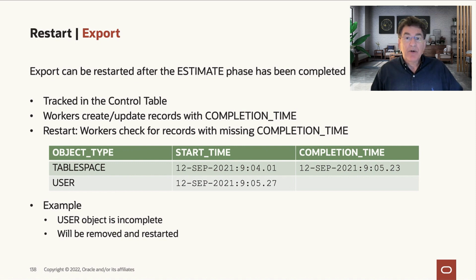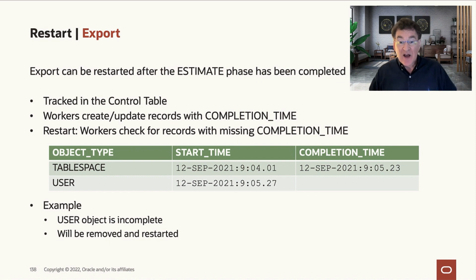The control table contains different types of rows, one of which is called the type completion row, as we see in this example. There is one completion row for each type of object that is exported. In this simplified example, we're showing tablespaces and users. In this example, the export of the tablespace object type is complete, and the user type has started. The first user object was exported at that time.